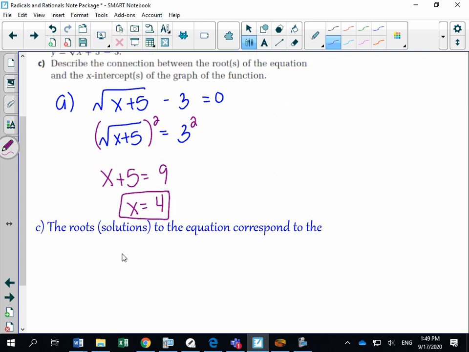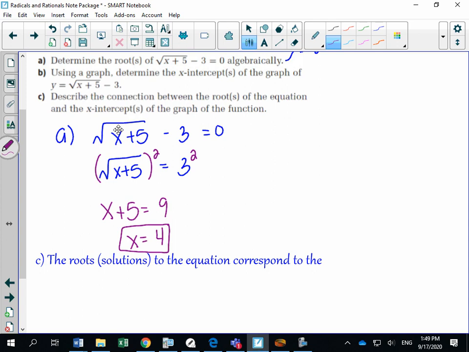How I would verify this is if you take this x and you put 4 in. So what we would have is 4 plus 5, which is 9, and we'd essentially have the square root of 9 minus 3 is equal to 0. We know that the square root of 9 is 3, and 3 minus 3 is in fact 0, and we would have left-hand side equaling right-hand side. So that's how we would verify that our solution of 4 is correct.